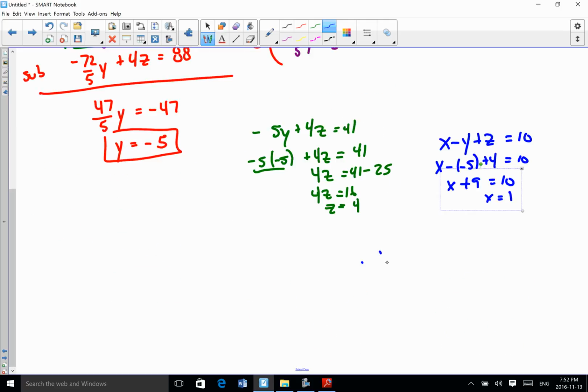So to answer part B, how do we interpret this? Well, it's a POI. These planes, 3 planes, are meeting at a single point. That point is 1, negative 5, and 4.